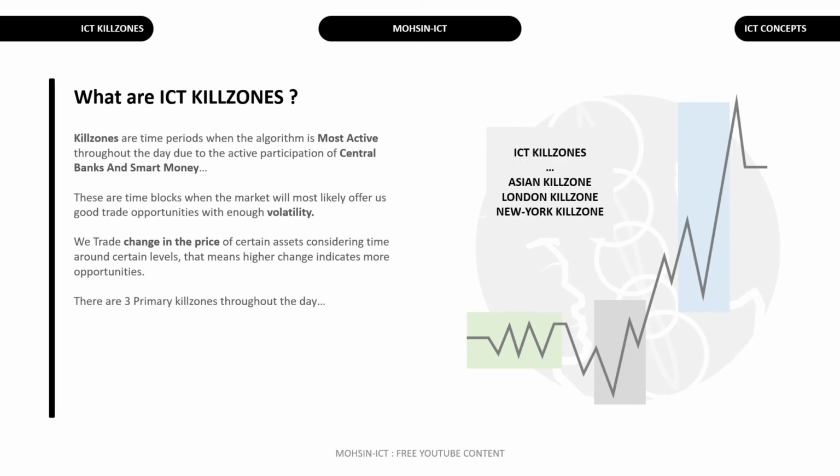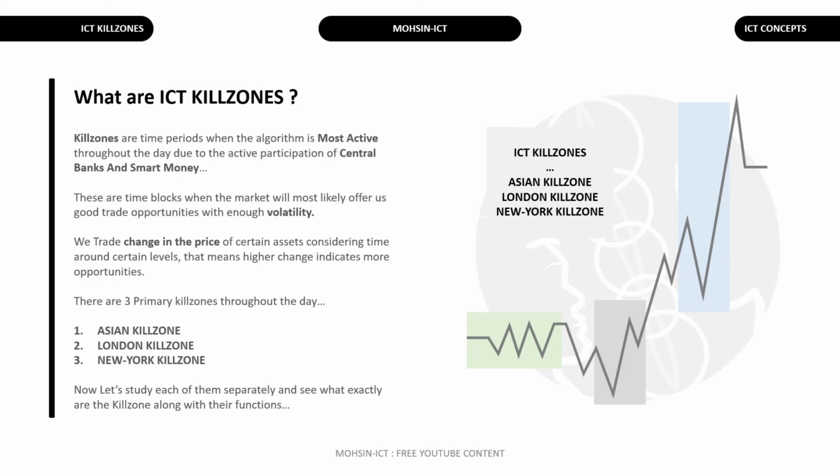There are primarily three types of kill zones throughout the day. The very first one is the Asian Killzone, the second one is the London Killzone, and the third one is the New York Killzone. Each of these is based on the central banks and the volatility around the world. Now let's study each of them separately and see what exactly these kill zones are, along with their functions.